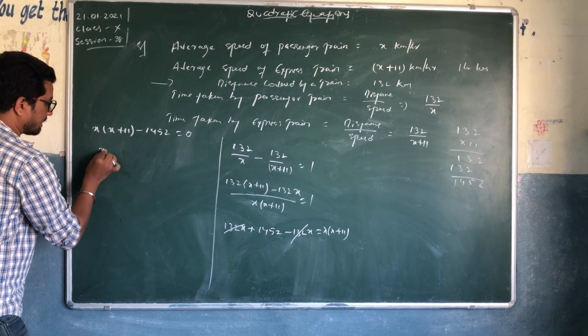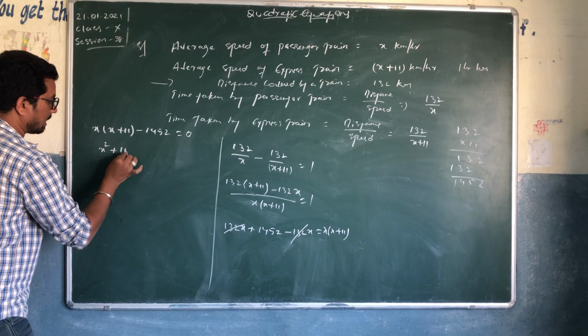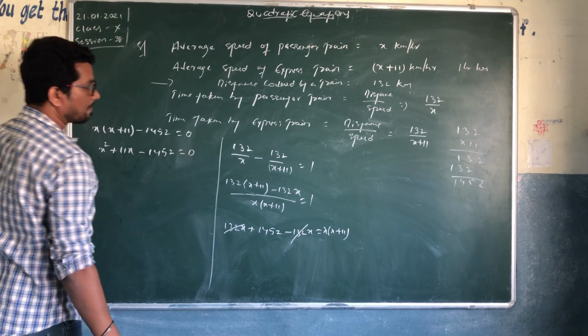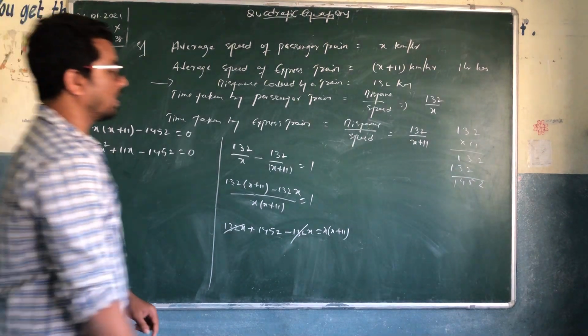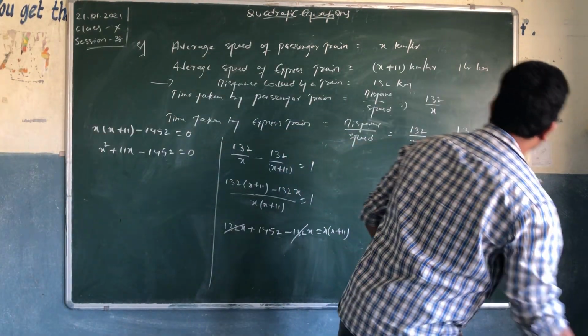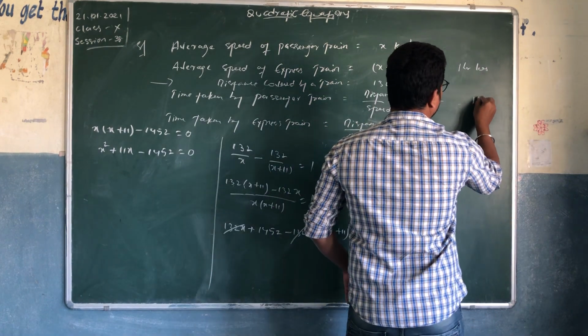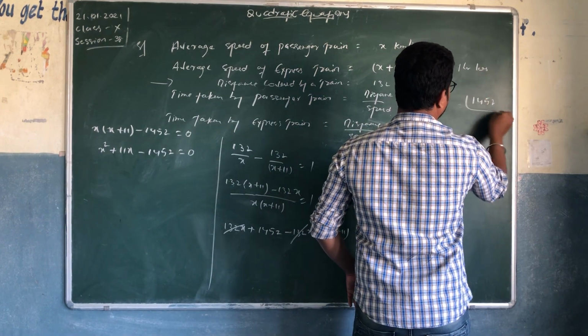x into x, x square plus 11 into x, 11x minus 1452 is equal to 0. Now let us find out the LCM of 1452 here. So I am erasing this, you need to write down rough work also. Now, 1452 LCM I am doing.